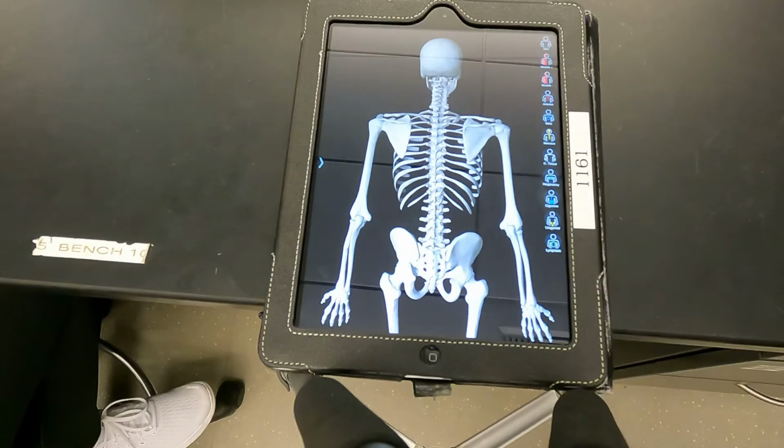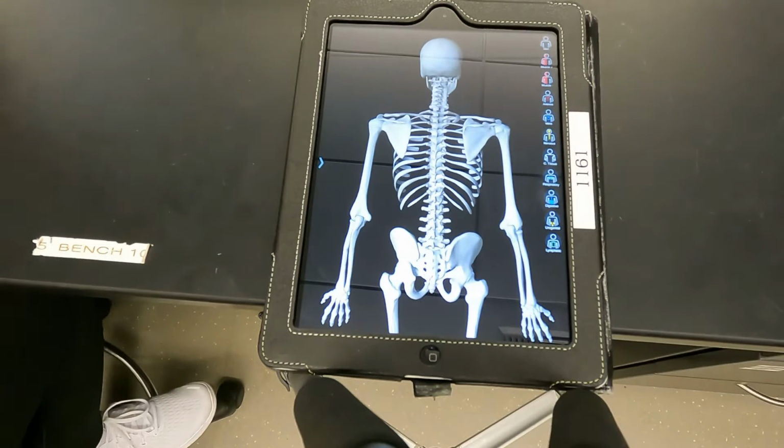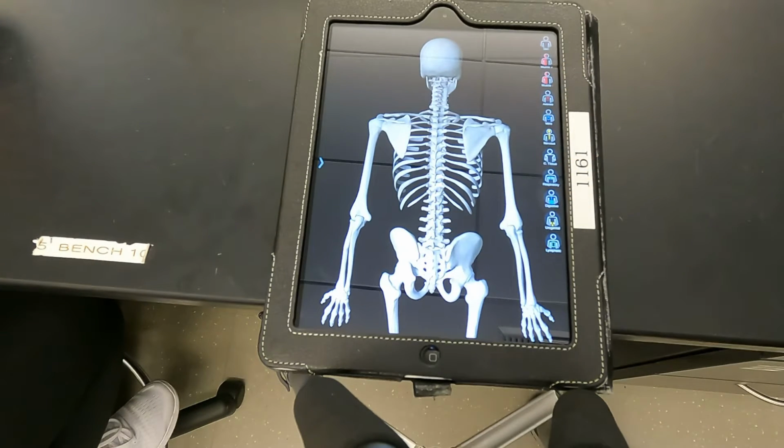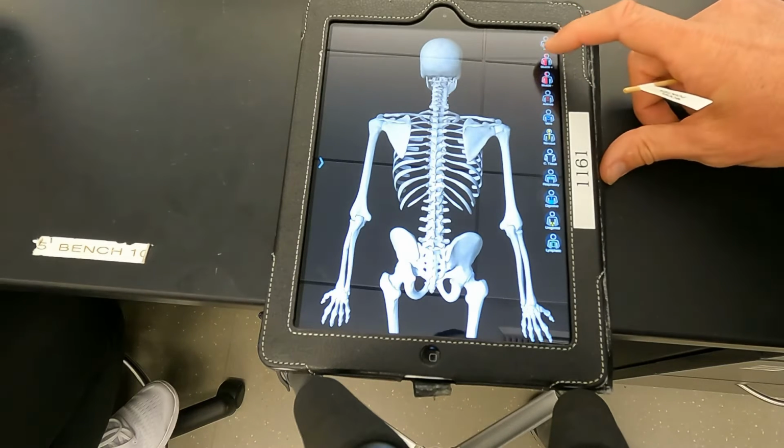And what I want to look at first are a group of muscles called the erector spinae muscles. And these muscles are going to run lengthwise. They're going to run vertically up the spinal column. And erector spinae is just the collective name for the group of muscles. But we'll see if we can find the individual ones.